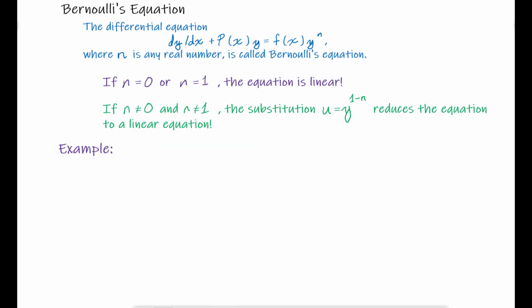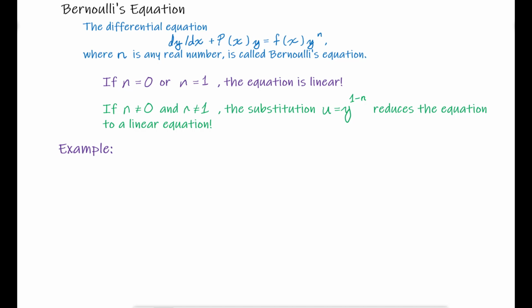The second type of equation we're going to consider today is called Bernoulli's equation. When we have a differential equation that looks like dy/dx plus p of x times y equals f of x times y to the nth power, where n is any real number, that's called a Bernoulli's equation. So you might notice that if n equals 0 or n equals 1, the equation is already linear, so we can use our linear solution techniques.